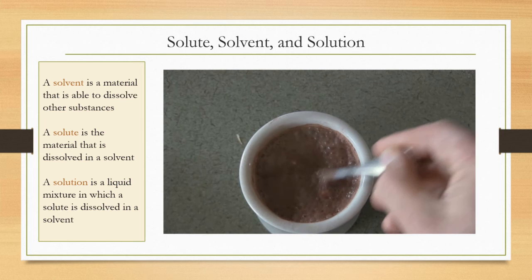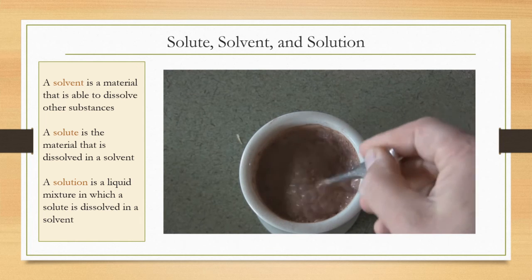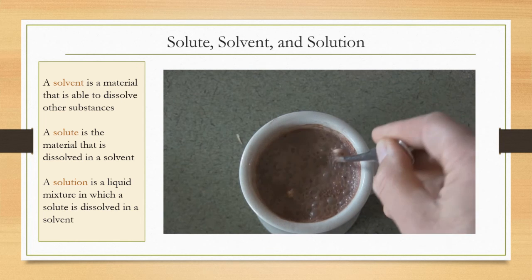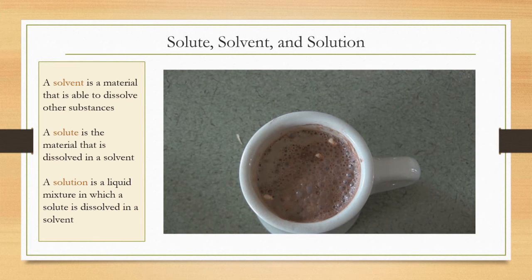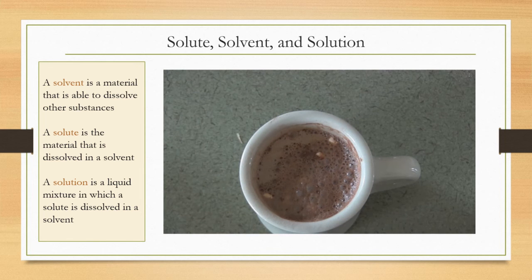Other solvents you might use: WD-40 is one of my favorite solvents. It takes lots of stuff off. I have some stuff in the classroom that will take any marker off the desktops. Fingernail polish remover is a solvent, and there's even paint remover for when you make a mistake when you're painting a house.